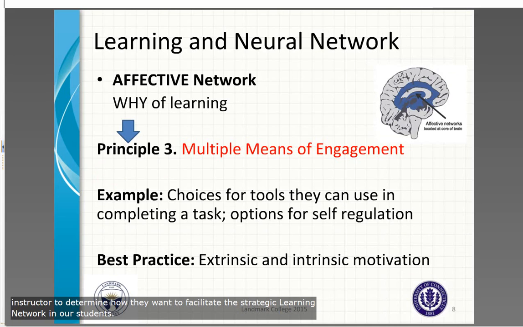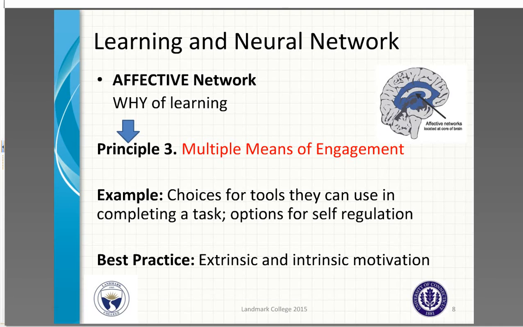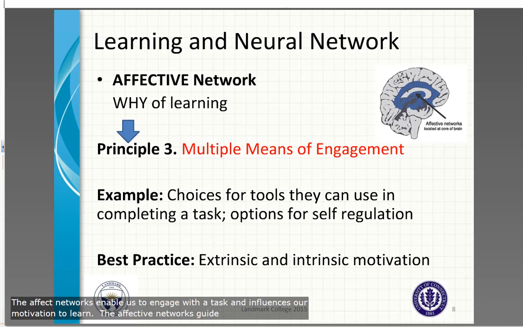The third neural networks are the affective networks. Now, the affective networks enable us to engage with a task, and they influence our motivation to learn. The affective networks guide emotions and our mindset towards learning. This is the why of learning. And as we all know, when we can get students to buy into why they should learn, more than half the battle is won. We have managed to successfully engage them. Easier said than done, right? But this is the third principle of universal design, namely the principle of multiple means of engagement.